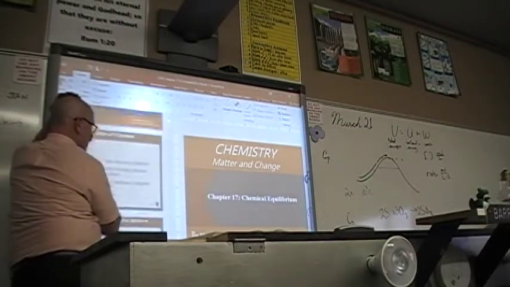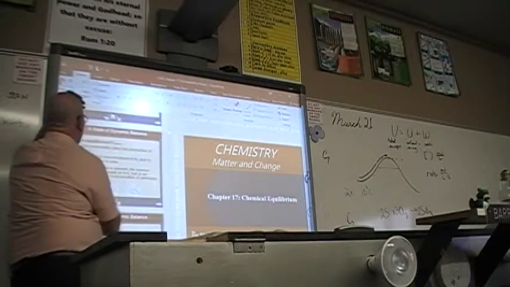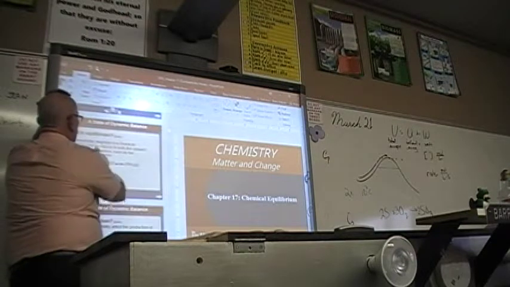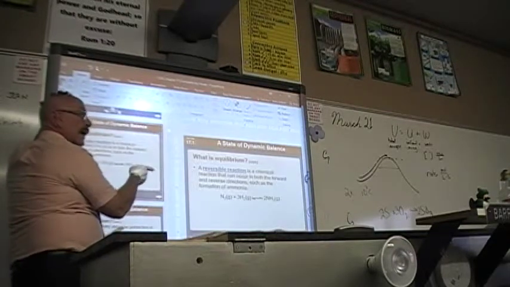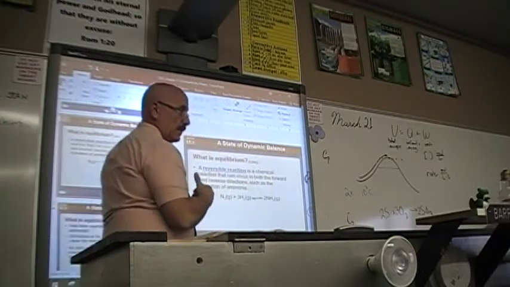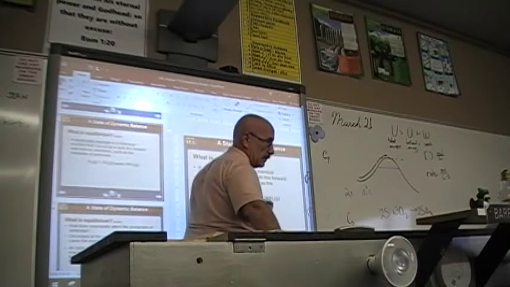You say, I remember this. You may not understand it, but you say, I remember it. Okay, what is equilibrium? Equilibrium is reversible reactions. So if you've seen this maybe before where you get the double-sided arrow, that means a chemical reaction goes forward and it goes backwards.